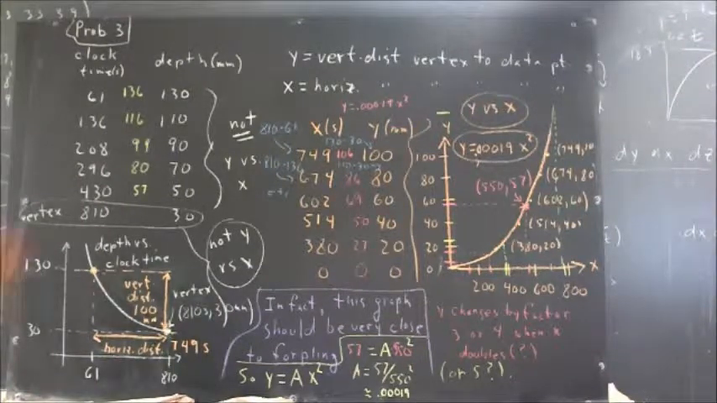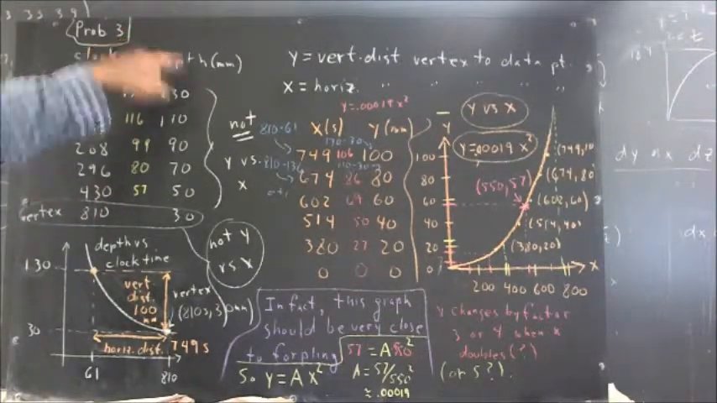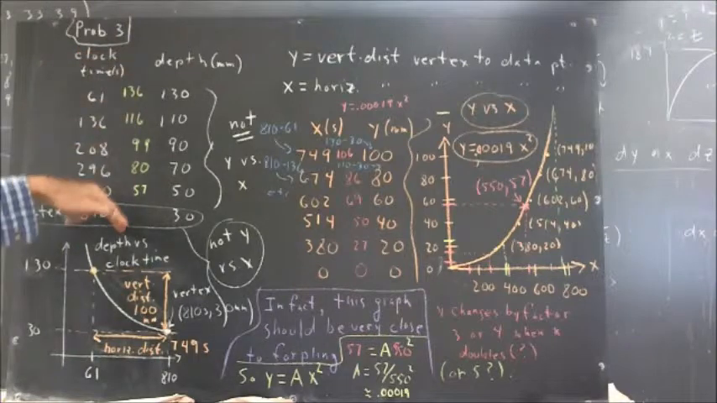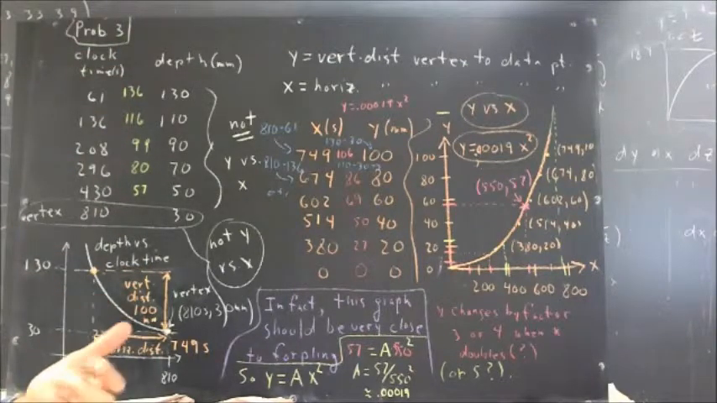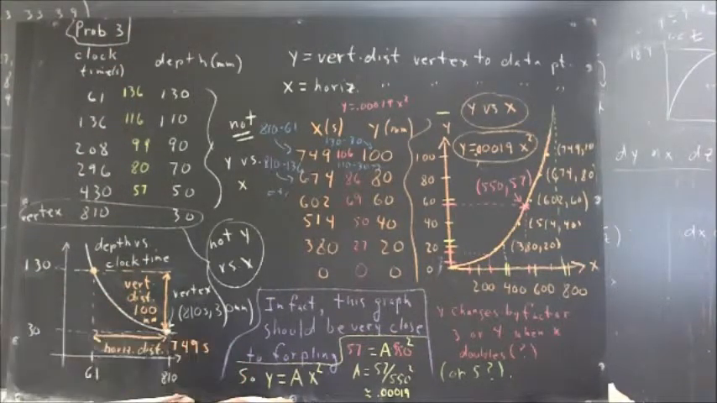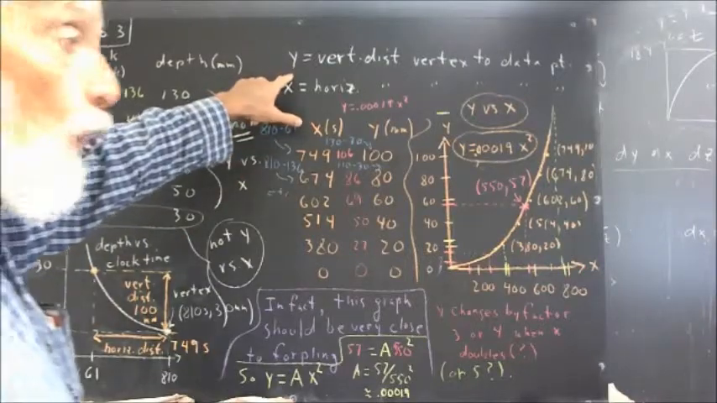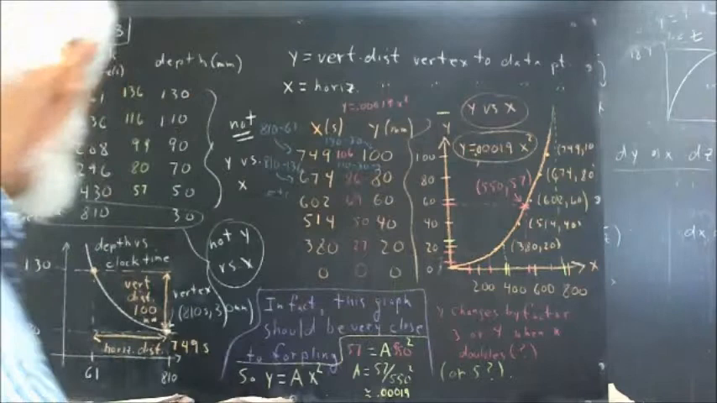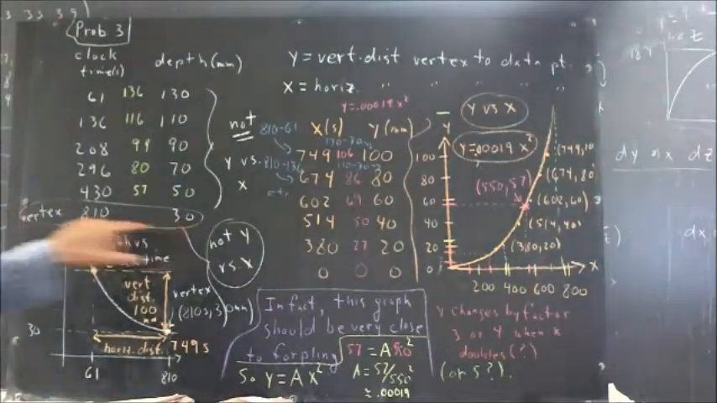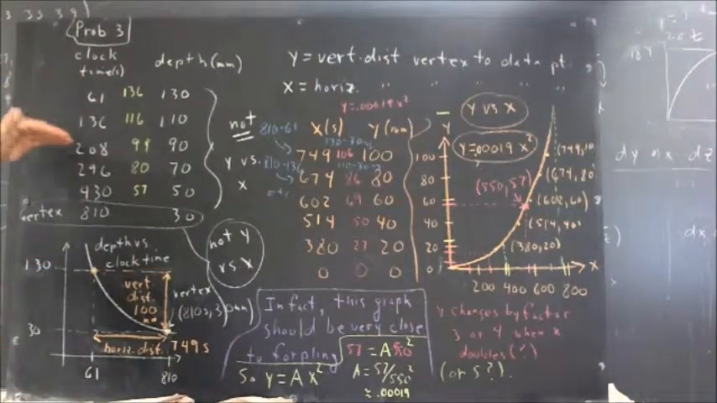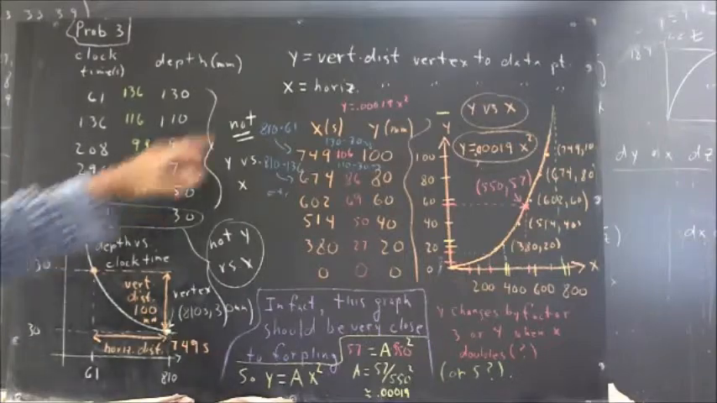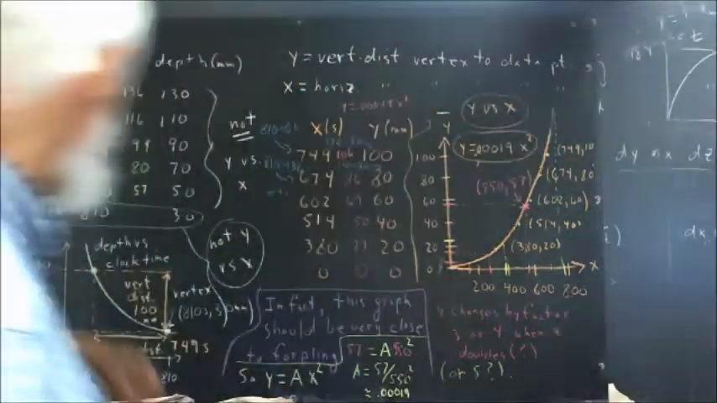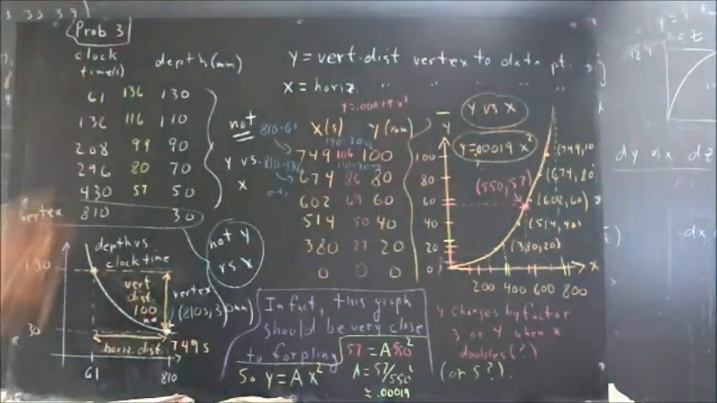On problem 3, you're given clock times and you're given depth. For now, ignore the stuff in green. That comes at the end. And you're given that y is the vertical distance from the vertex to the data point, where the vertex is this point, and each of these is a data point. X is the horizontal distance from the vertex to the data point.